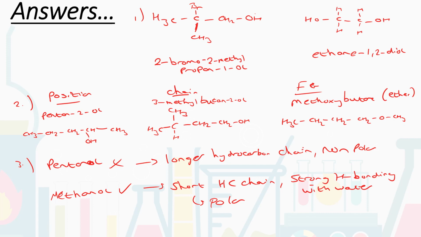So for pentanol, the alcohol chain is quite large, and therefore it ends up being overall a non-polar molecule, and so it doesn't mix with water. The methanol, much shorter carbon chain, and therefore the molecule is much more polar overall, and therefore the strong hydrogen bonding can occur with water to make it soluble.